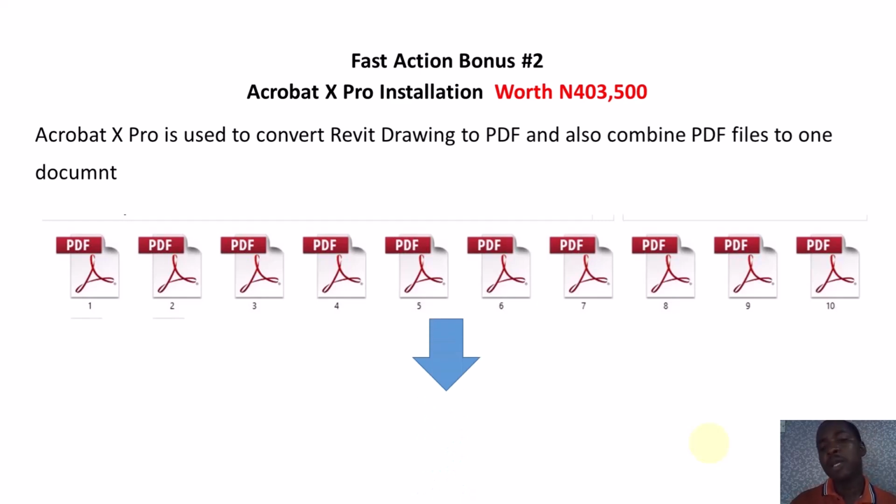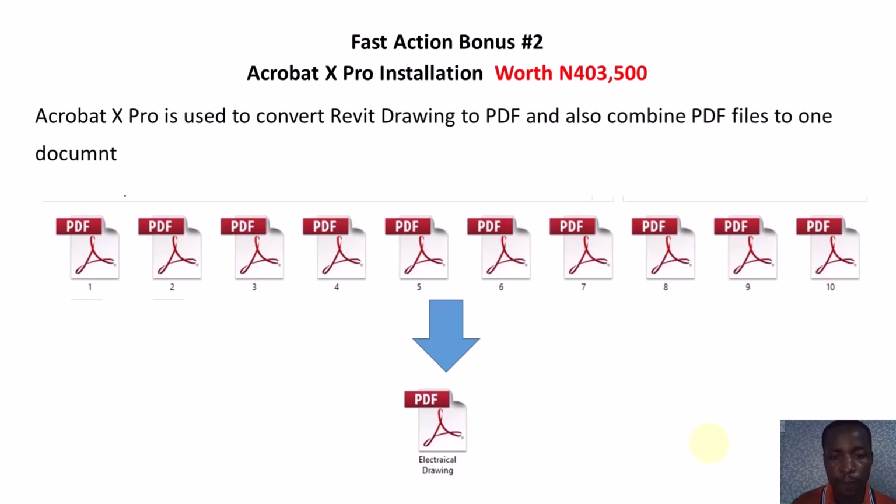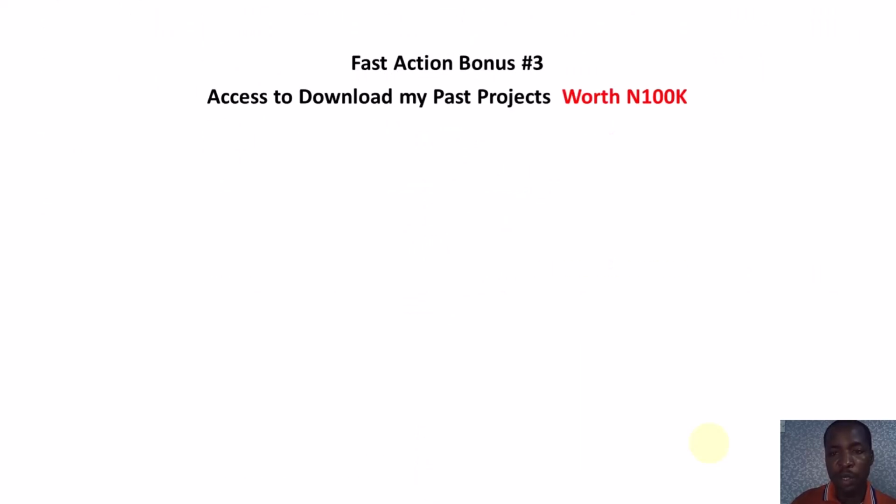Now what is the use of this software called Acrobat X Pro? Acrobat X Pro is used to convert Revit drawings to PDF, and it's also used to combine PDF files into one document. If you have many PDF files and want to combine them to be more professional, you can use this software to combine them together. It's very, very important. The software is very, very useful. All right, and it doesn't stop there. My bonus does not stop there.